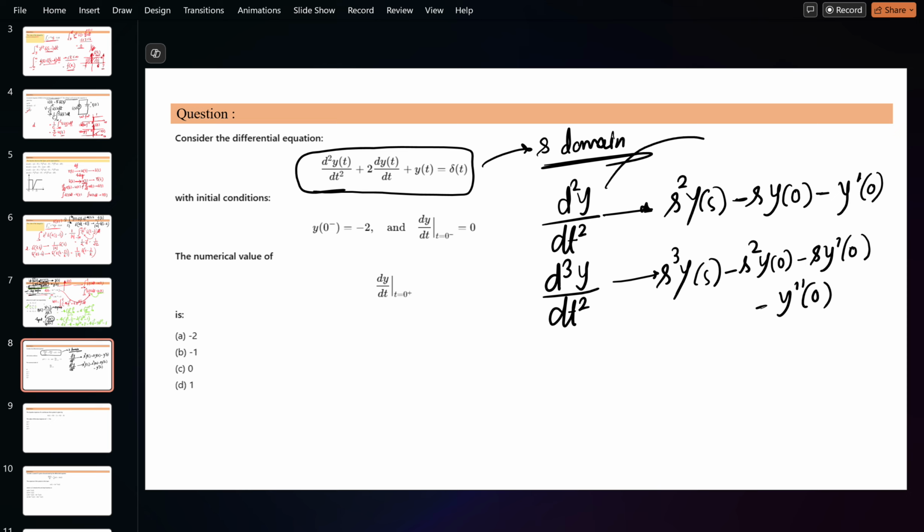This is a conversion from the time domain to the S domain. y(0) here is the initial value, meaning the initial value of y(t). y dash means the differentiation of y, then putting the value of 0. What is the S domain, sir? The S domain means the Laplace domain.